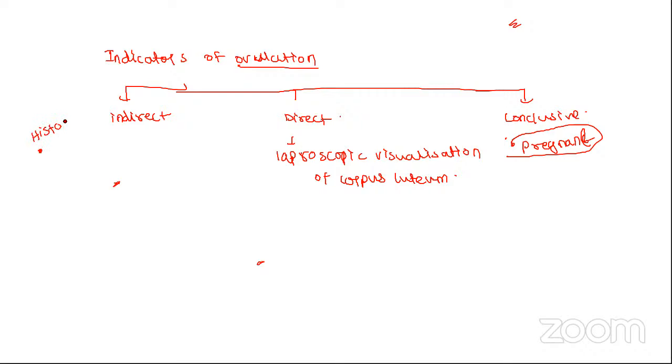History-wise, indirect markers are when they have regular cycles. I want you people also to keep answering. Regular cycles. Just now I discussed one, mittelschmerz, that is mid-cycle ovulatory pain.